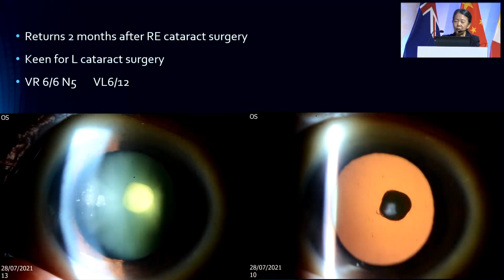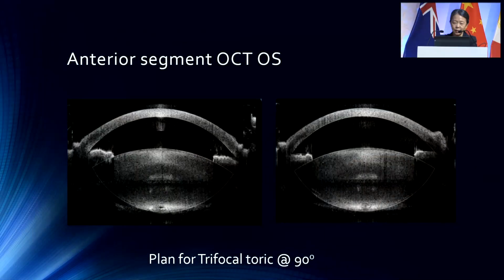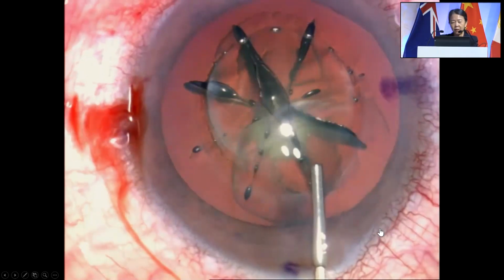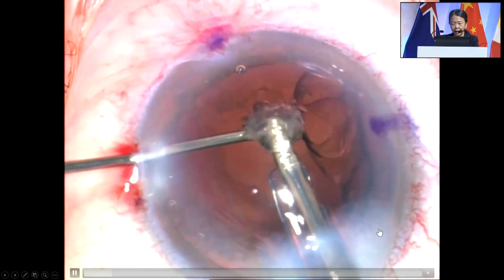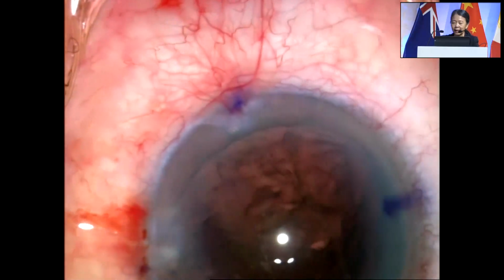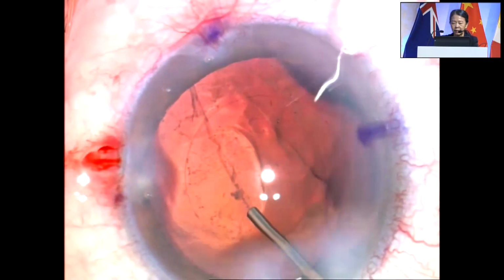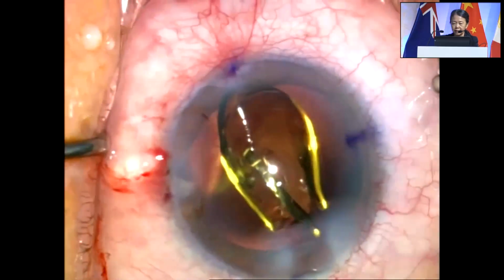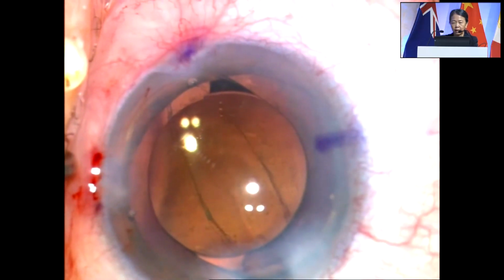I told him, don't come back to me, but he returns 2 months later, and he says, now I want my left eye done, and I want the same lens. And this one is actually planned for a trifocal toric lens at 90 degrees, and if the capsule breaks, it's my fault. Okay? So we bring the patient to surgery again, and at the end, the capsule breaks, right? Because if one side it breaks, it's very highly likely that the other side would be quite similar. But fortunately, the direction in which it breaks is in my favor, okay?